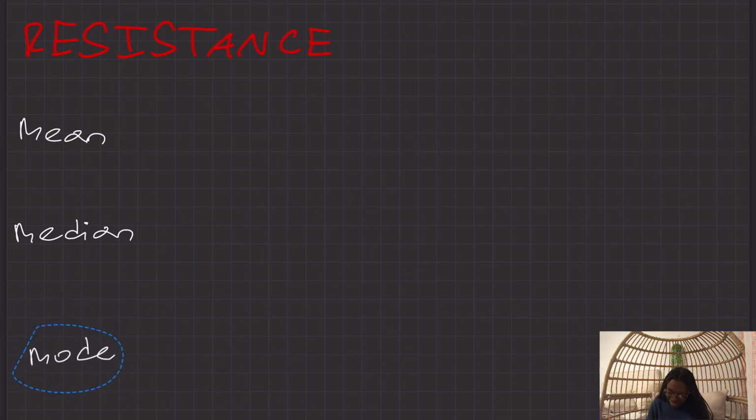So what resistance means is that if you were to add an extreme outlier to a data set, the measure of central tendency would not be severely affected.